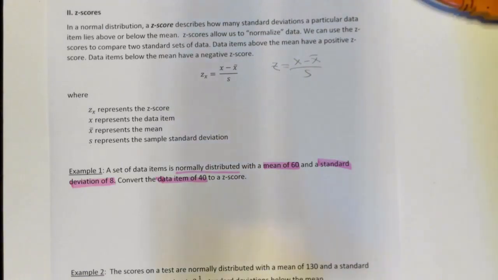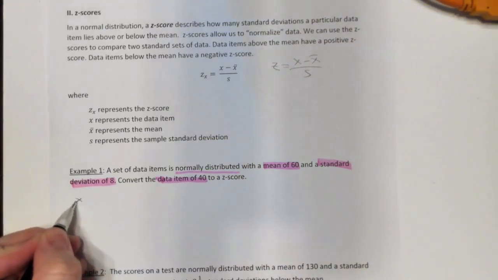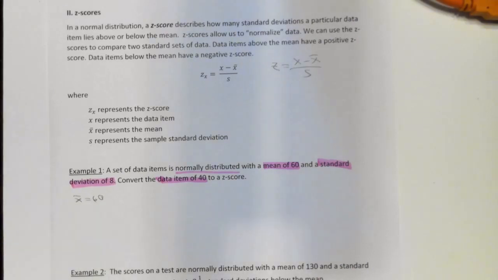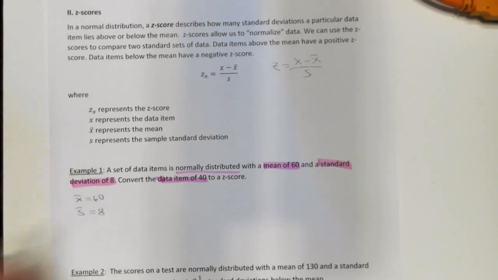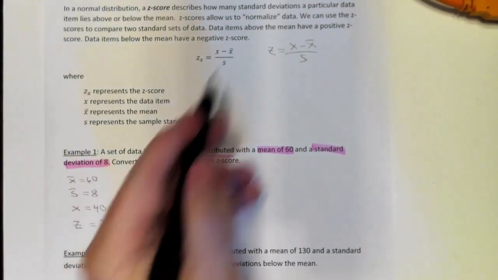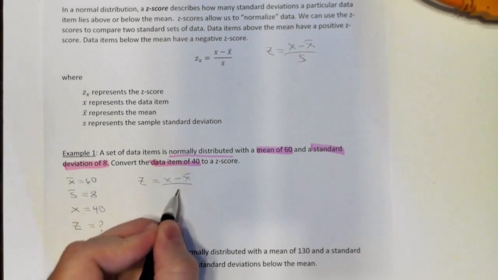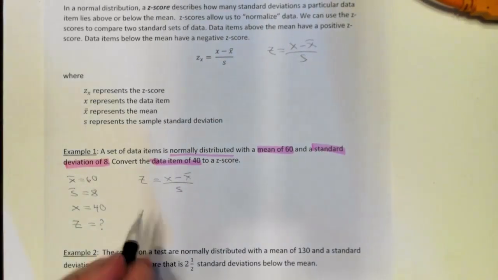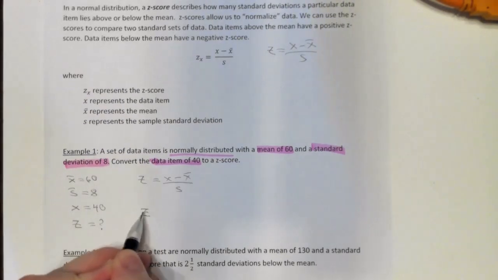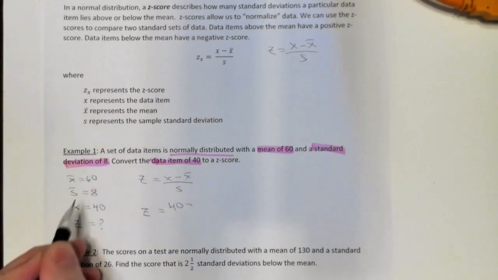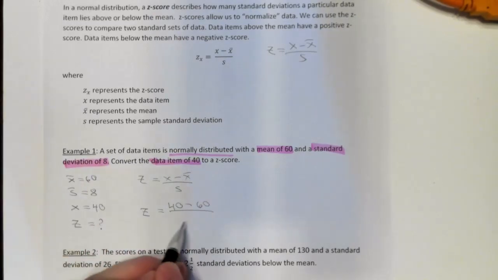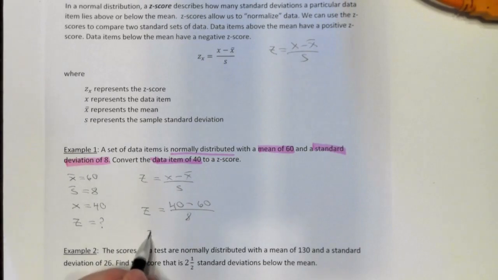So I always like to write down what I've got. If the mean is 60, that's x bar is 60, the standard deviation is 8, data item is 40, that means x, and we're looking for the z-score. So I use my formula. Again, if I don't want to use the subscript, I don't have to. So we are looking for z. X is 40, x bar is 60, and then s is 8. So 40 minus 60 is minus 20 over 8.